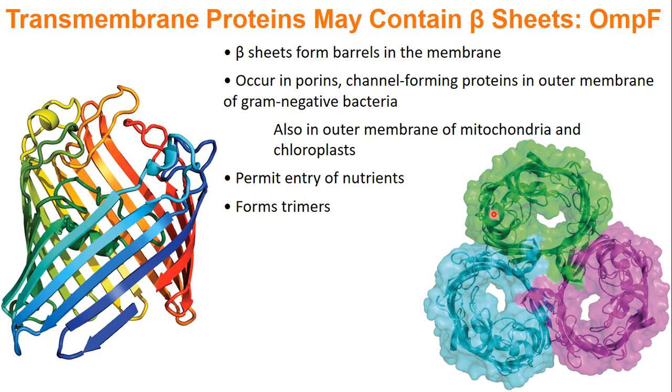And here they form a trimer. So here are three beta barrels forming this trimer, and this allows the entry of nutrients and water. So the inside of these channels can be hydrophilic, the outside hydrophobic, and so hydrophilic molecules can go right through the channel. So that's how you can get water and nutrients in.